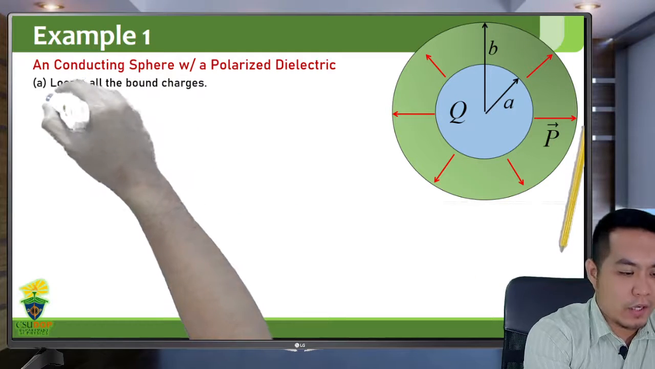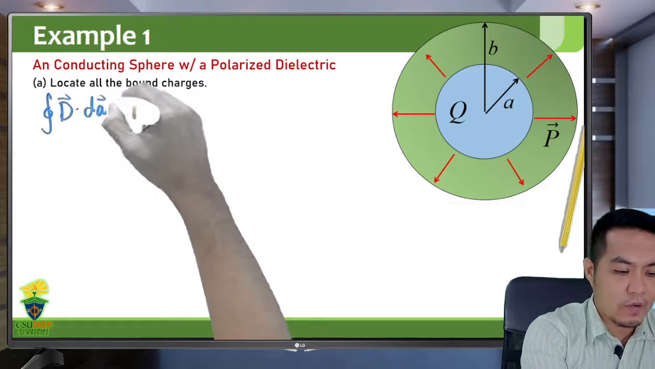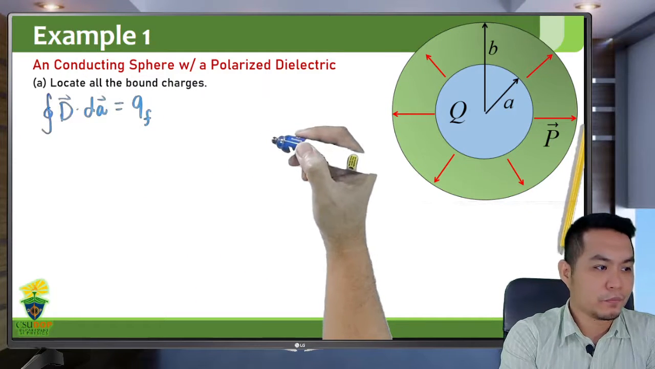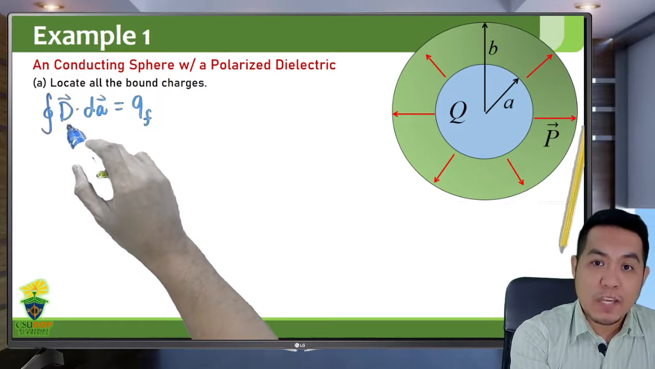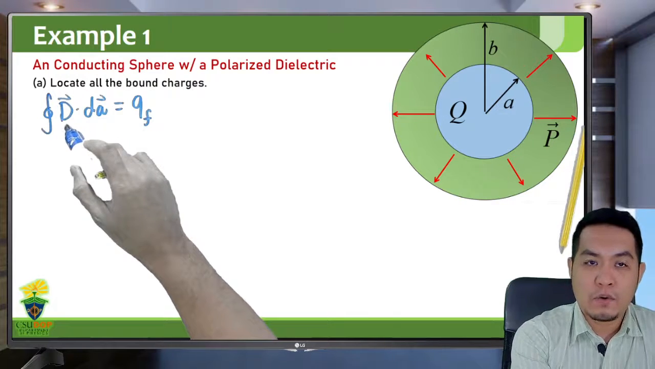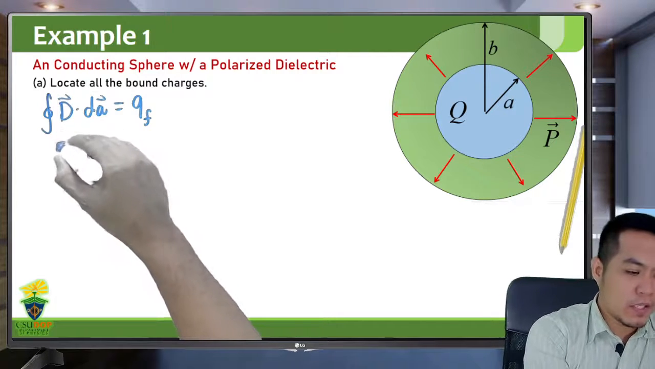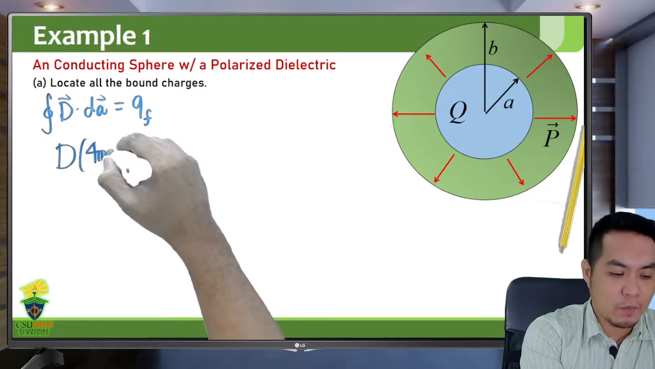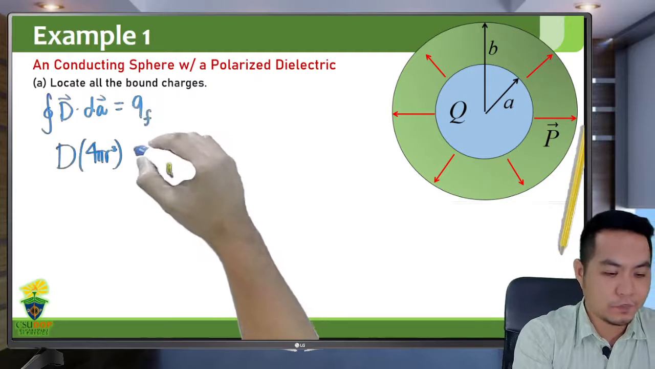So we will just use the integral form. The closed integral of D dot dA equals the free charges, Q_f. In this case, due to symmetry, the displacement will be uniform for all points at the same distance r from the center of the sphere. So this reduces to D times the area of our Gaussian surface, 4 pi r squared. We'll make a spherical Gaussian surface now.